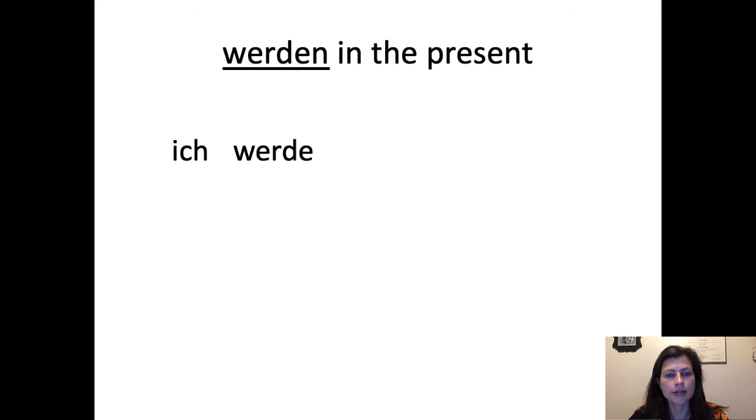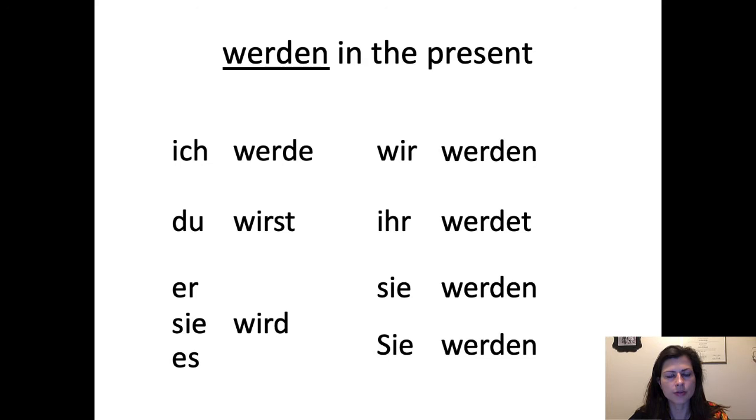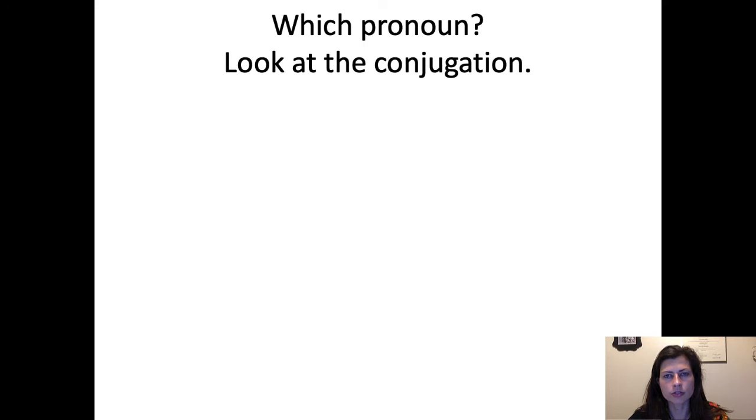So, ich werde, du wirst, er, sie, es wird. Wir werden, ihr werdet, sie werden, Sie werden. So you can see we've got some vowel changes, du wirst, er, sie, es wird, and some quite strange endings. Du wirst, the D disappears, and then er, sie, es wird, there's no ending on that one. It's very strange. So it's important. This is another one that's good to commit to memory because it will let you choose the right pronoun. Sie wird nach Hause gehen.